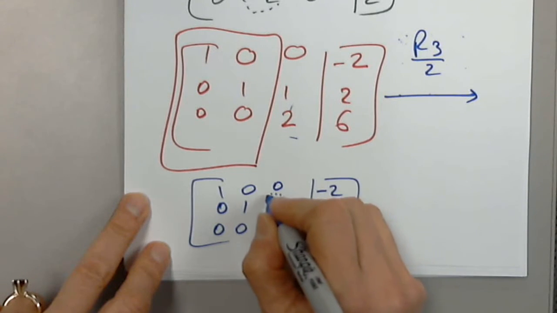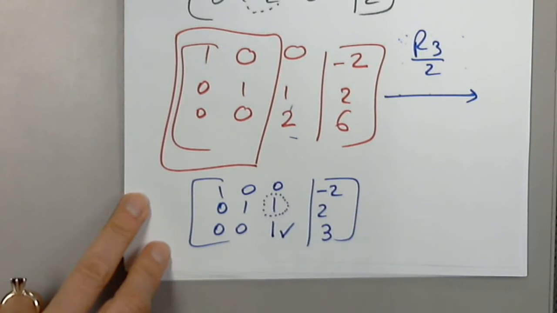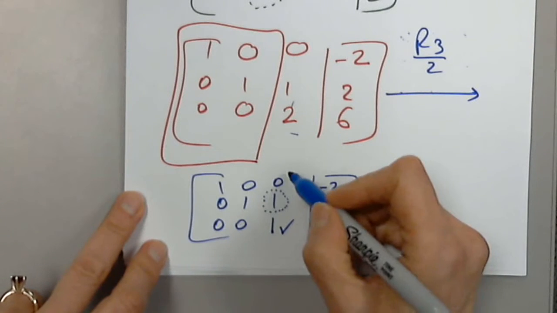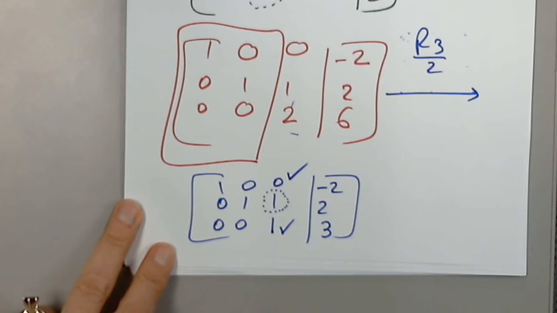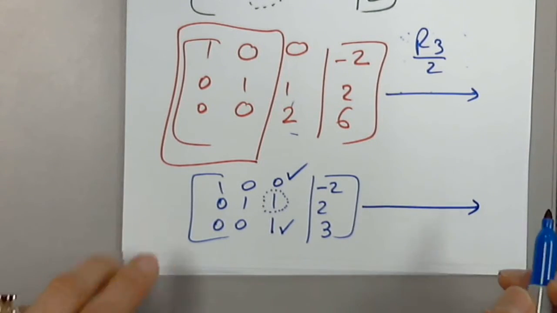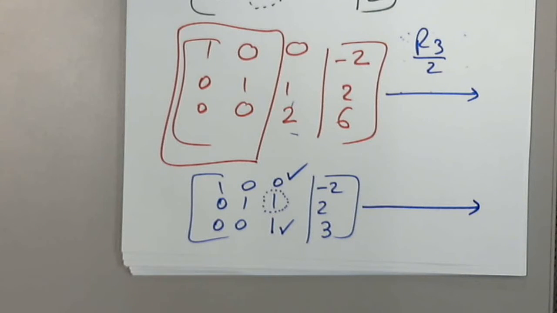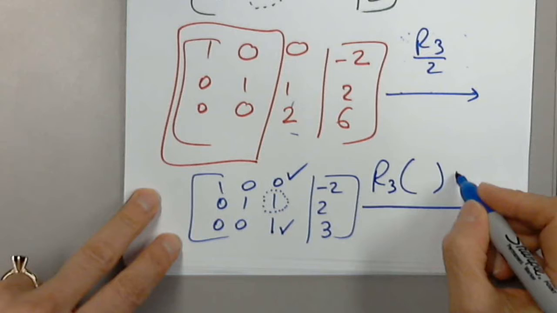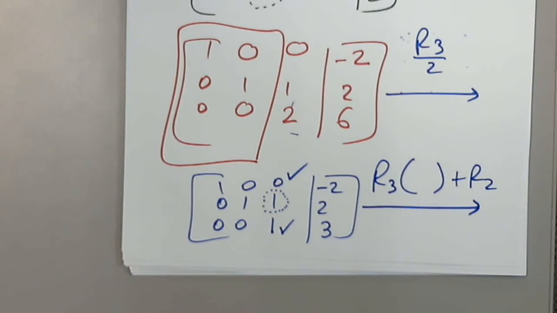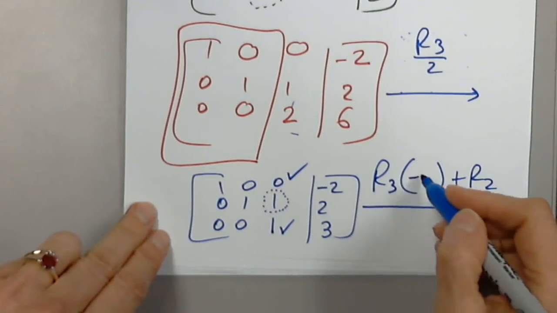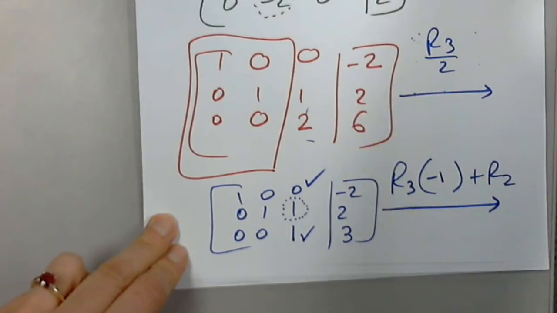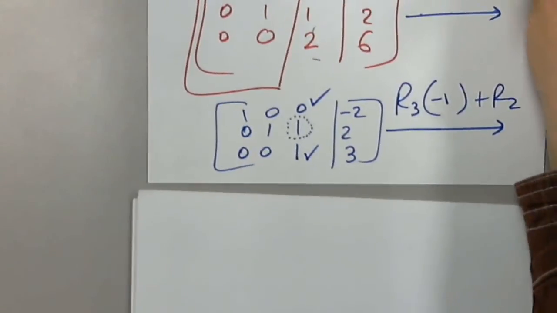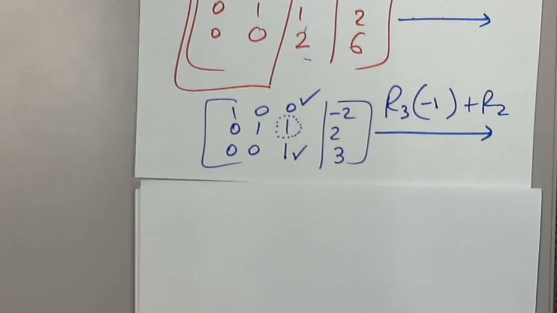Now I want the 0. This is already done. I don't have to do anything there. Which row will I be using? I have to use row 3. I have to multiply it by something and add it to row 2. What will I multiply it by? Negative 1. Negative 1. Which row do I copy now for sure, because I'm using it and it cannot change?